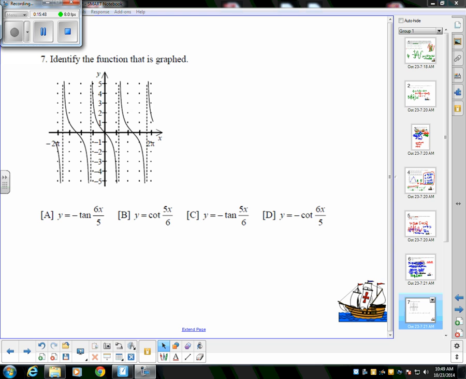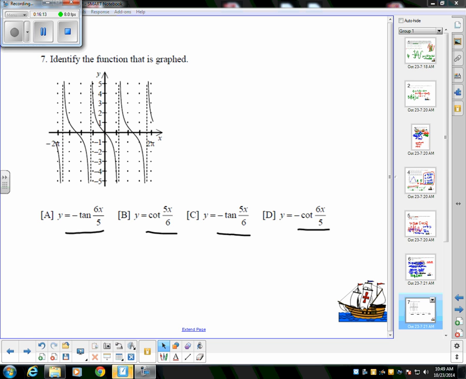Okay, a question like this. Identify the function that is graphed. All we want to do is identify what this thing looks like. Is it a negative tangent of 6x over 5? Is it cotangent of 5x over 6? Is it negative tangent of 5x over 6? Or is it negative cotangent of 6x over 5? There are probably different methods you could use by just simply looking at the graph itself.